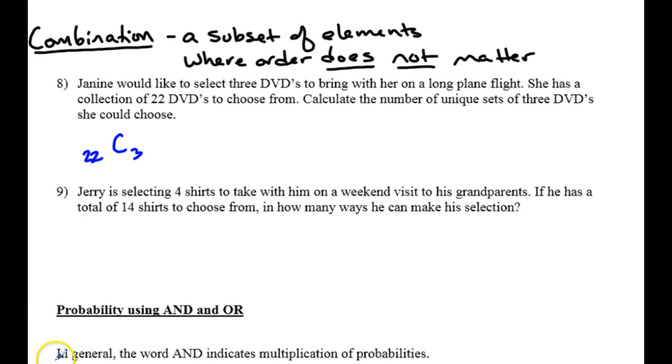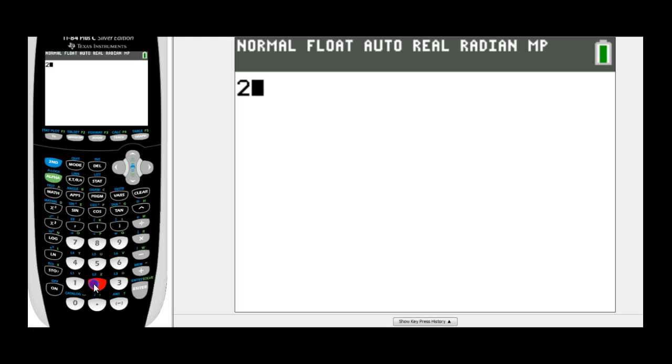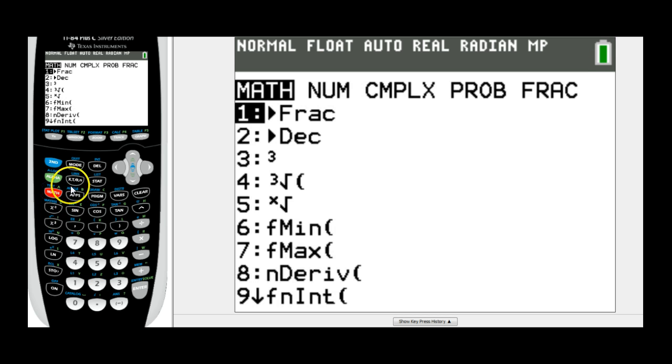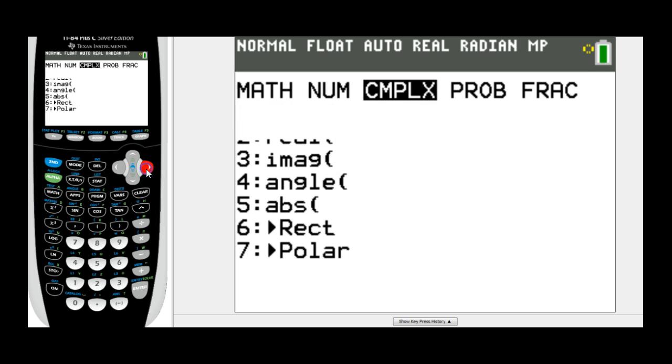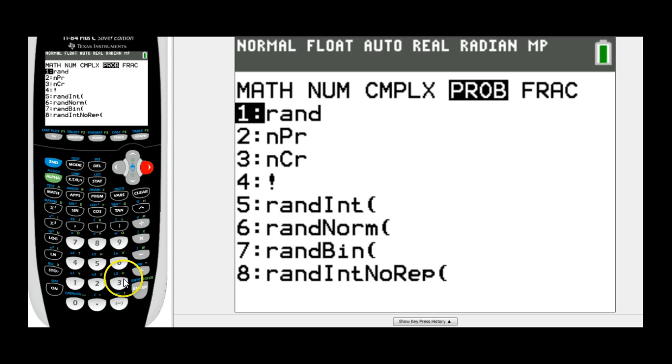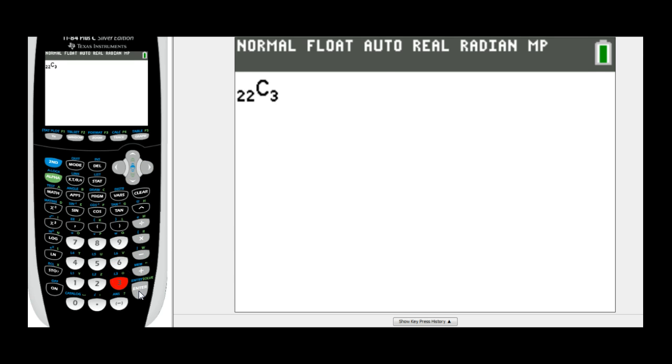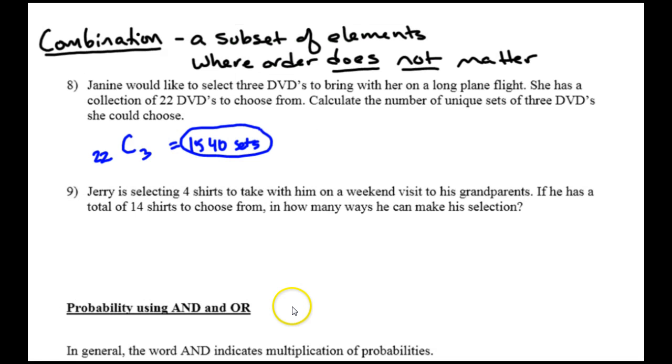So let's grab our calculator and figure out what 22 choose 3 is. You're going to put in a 22. As you probably imagine, you're going to go to math, go over to probability. It's the third choice down. 22 choose 3 is maybe not as big as you would have thought. Order doesn't matter, so it's not quite as big as if we had arranged those 22 CDs or DVDs 3 at a time. So we'll jot down that there's 1,540 sets.